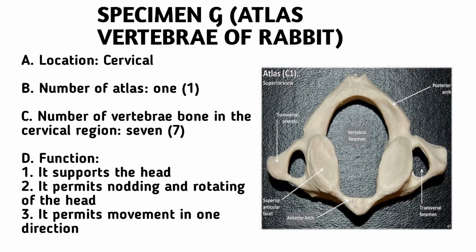You could also be asked what is the number of atlas present? It is just one. Then you could be asked what is the number of vertebrae present in the cervical region, or what is the number of cervical vertebrae? They are the same thing. So there are 7 cervical vertebrae present in the rabbit.